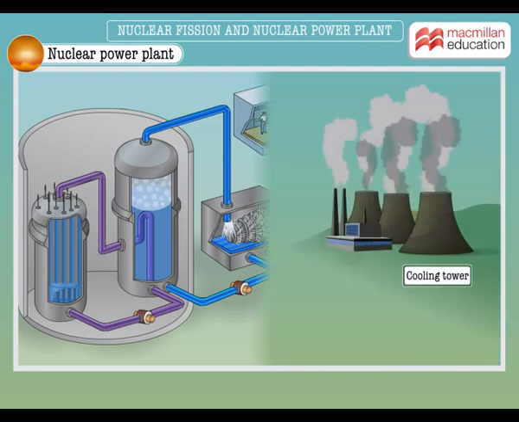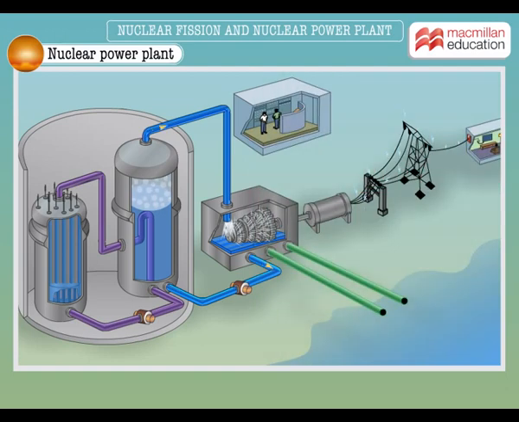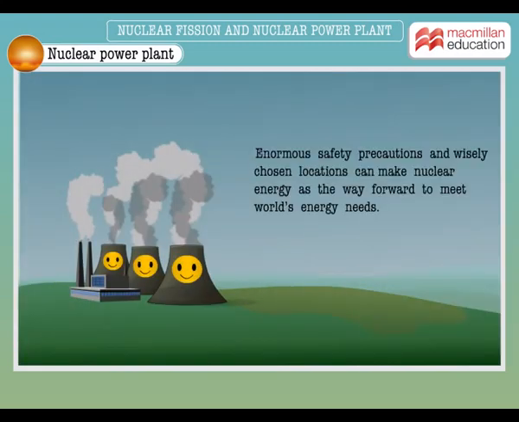Some plants have cooling towers to eliminate excess vapors. The condensed water is then recycled by pumping it back to the steam generator to once again generate steam. And the cycle goes on. The control rooms monitor the entire working of the plant. Enormous safety precautions and wisely chosen locations can make nuclear energy the way forward to meet the world's energy needs.